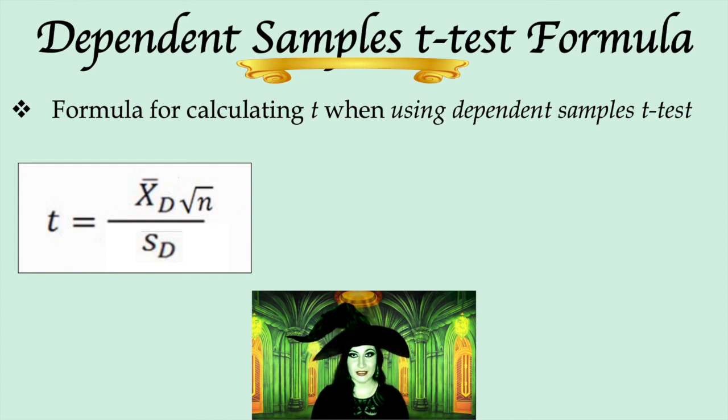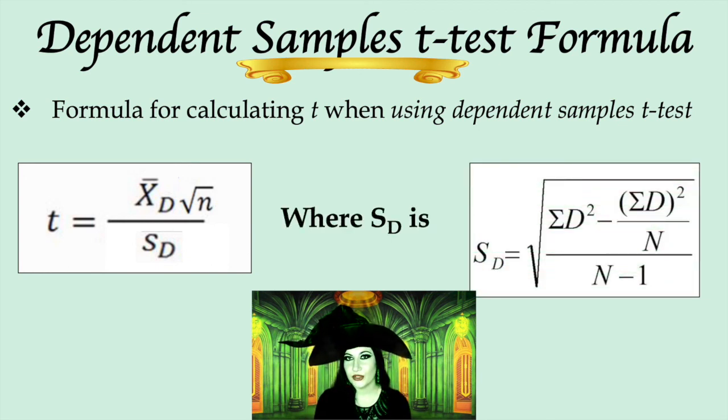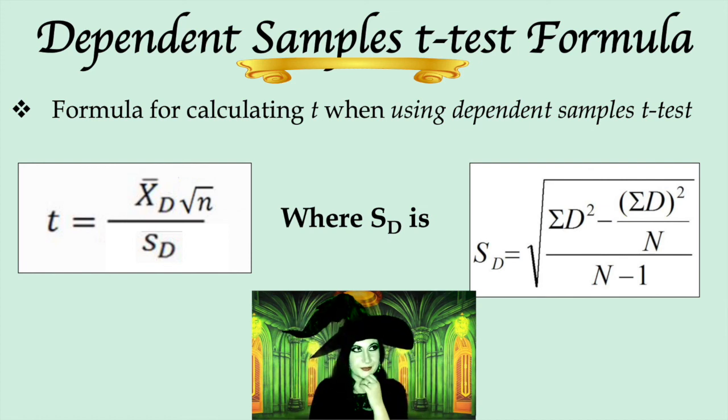Now, you may remember calculating standard error when doing a one sample t-test. This is similar, but now we're going to be looking for the standard error of the difference. So how do we calculate standard error of the difference? Well, if we pull that apart, we can see that the standard error of the difference is equal to the square root of the sum of difference squared minus the sum of the difference then squared divided by n, all over n minus 1.